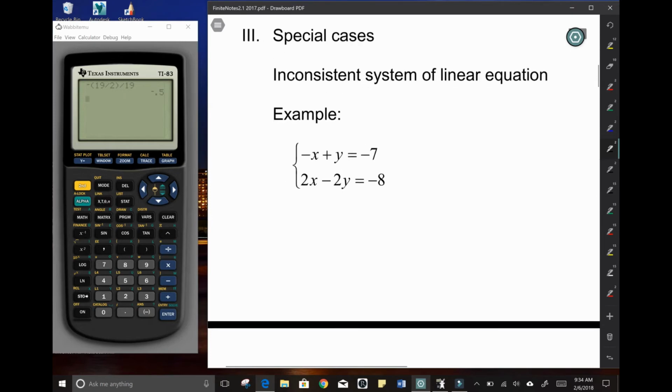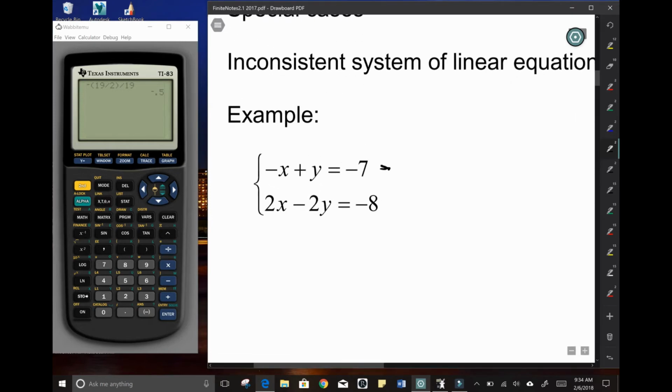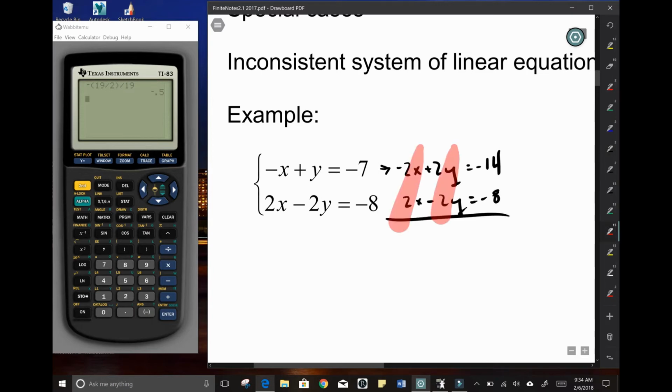Here's a special case. When we go to eliminate this, if we change this one here and we go, oh, we need this to be a negative 2, so we change it to negative 2x plus 2y equals negative 14. All I did was multiply everything by 2. Down below we have 2x minus 2y equals negative 8. What happens? We have super elimination going on. These cancel and these cancel. But remember, that leaves you with 0.